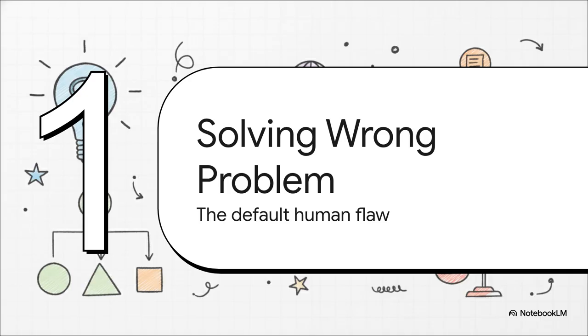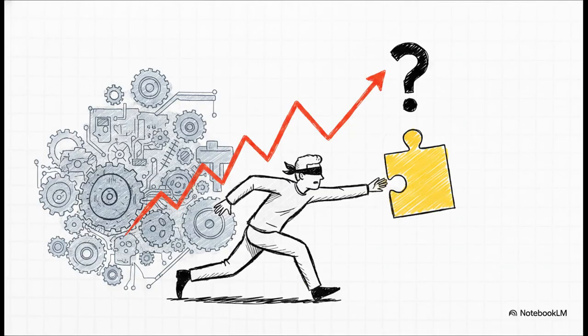Part 1. Solving the wrong problem. It's basically the default human flaw. As humans, we just naturally rush to act. And why is that? Well, because doing something, literally anything, feels infinitely better than just sitting there in uncertainty. We tend to grab onto the very first issue that looks obvious. We default to those comfortable, familiar solutions instead of taking a step back to actually diagnose the real issue.